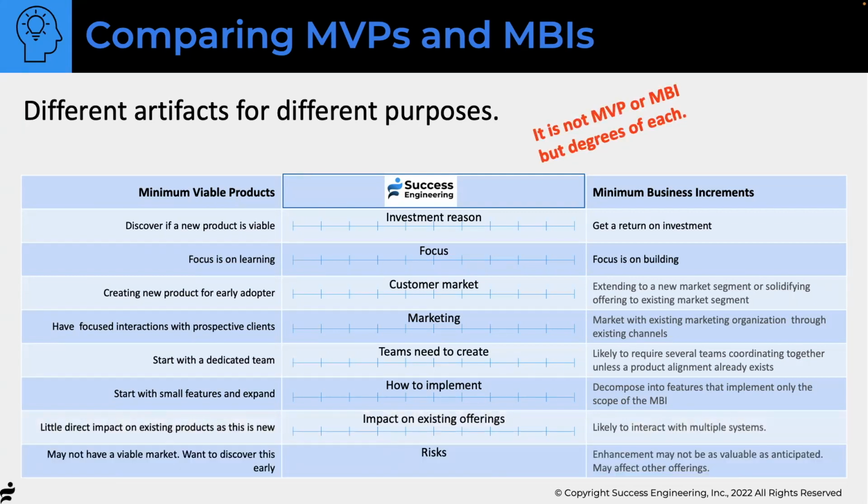And finally, with the MVP, we may not have a viable market. We're trying to discover this early. Whereas with enhancements, they may not be as valuable as anticipated. We do have to validate it. It may affect other offerings, but we're fairly confident we've got something going on that we'll be adding value to.